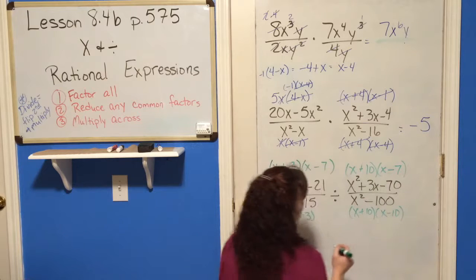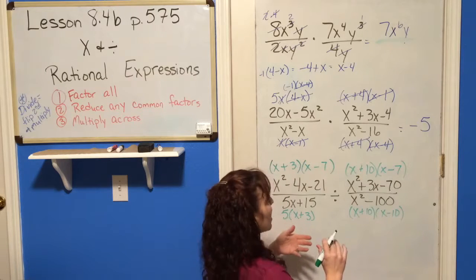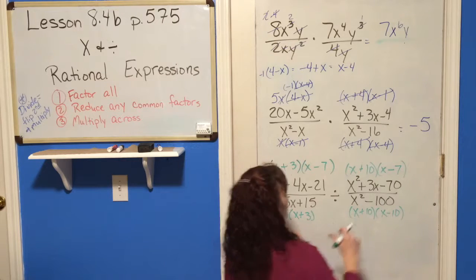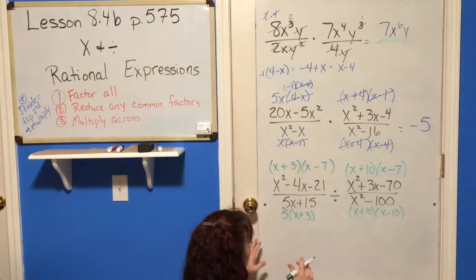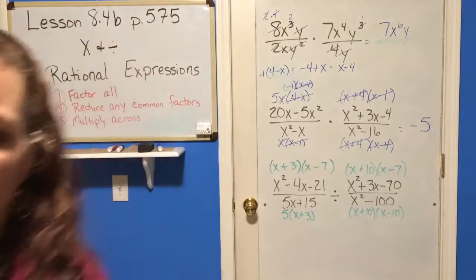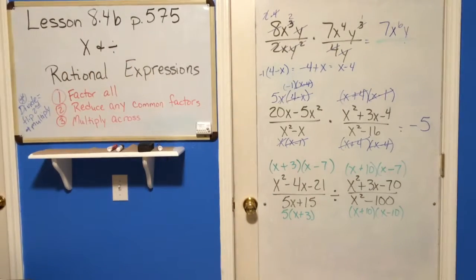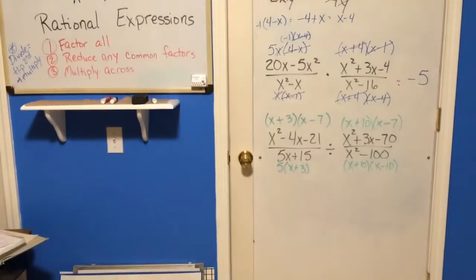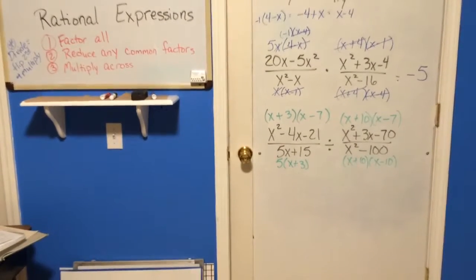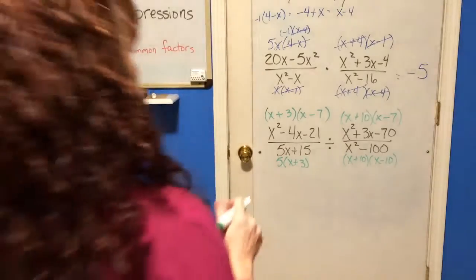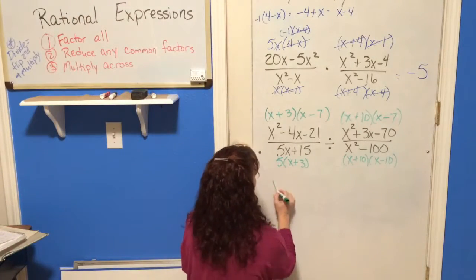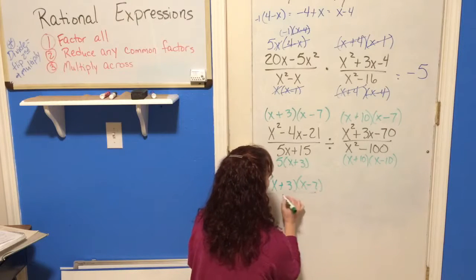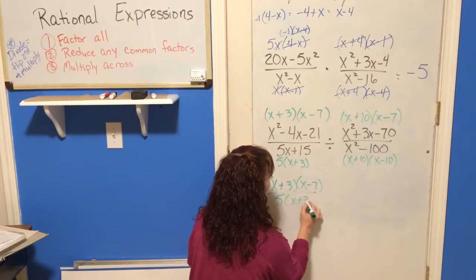Okay, so now before I start canceling, I need to flip. But I'm just flipping this one. So I wonder how far I can go with my camera so that you can see. Oh, check this out. Okay, don't get dizzy. We're going to go down. All right. Now it gives me a little more space. So let's just move these down. X plus 3, x minus 7 over 5, x plus 3.